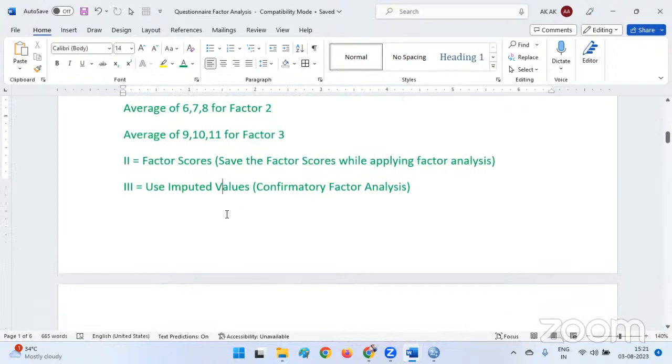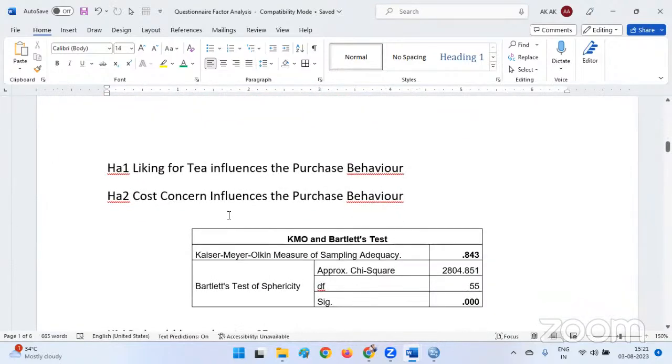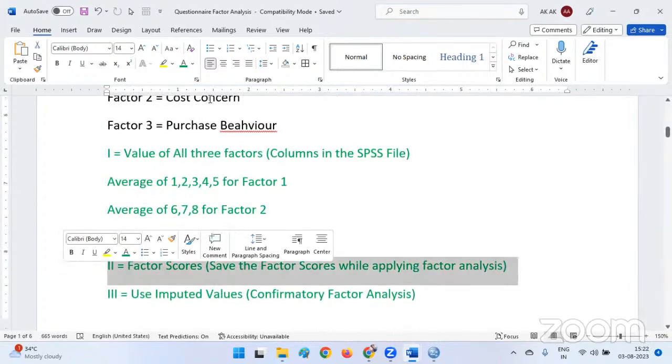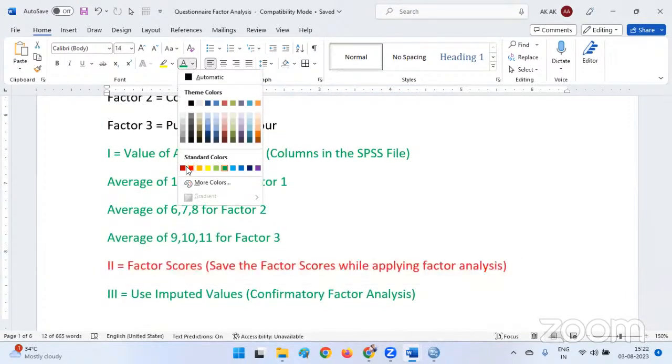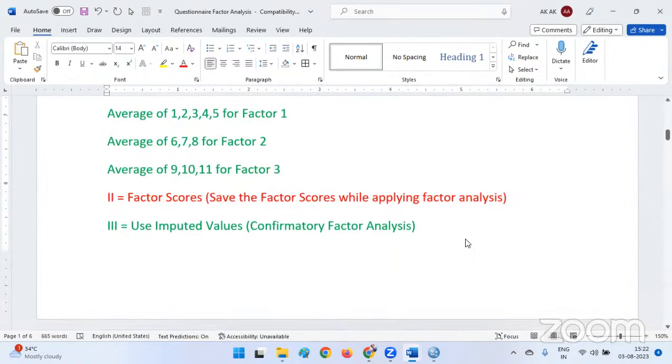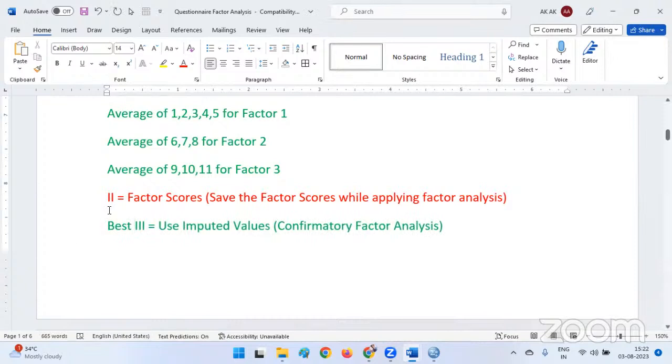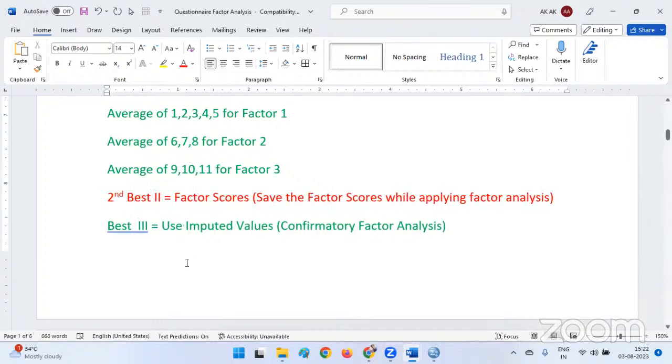Let us go further. We will take up the second one. The second approach is scientifically considered to be the second best approach. The third is the best approach. And this is the second best while applying any hypothesis testing, regression kind of thing.